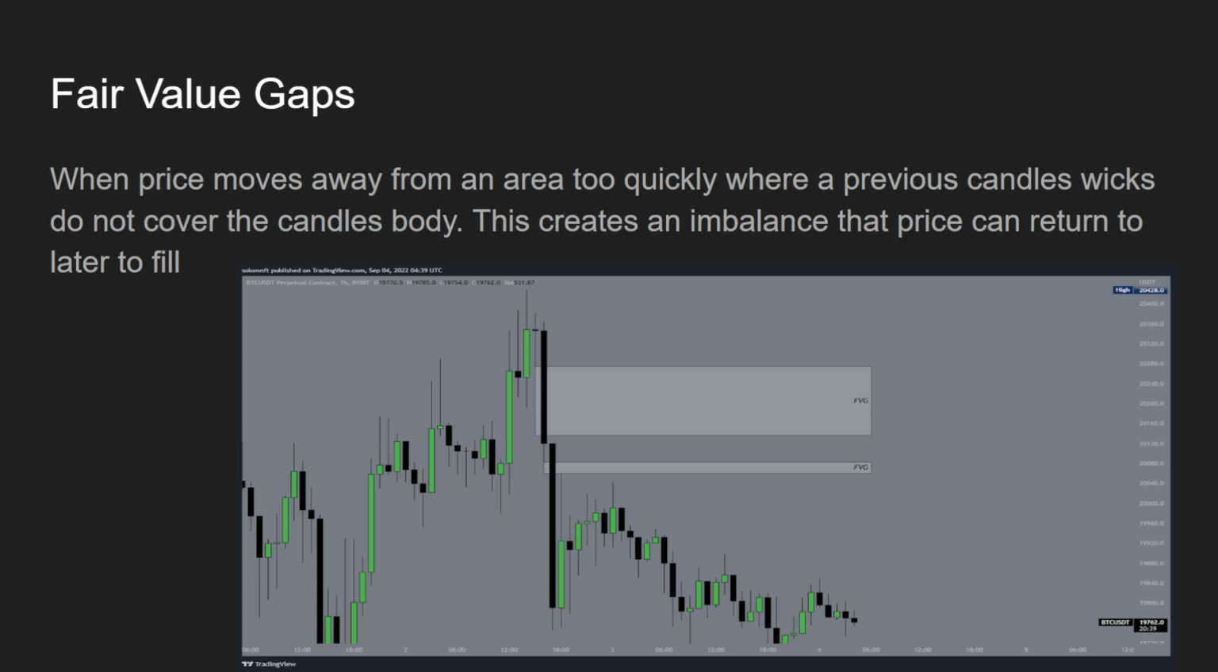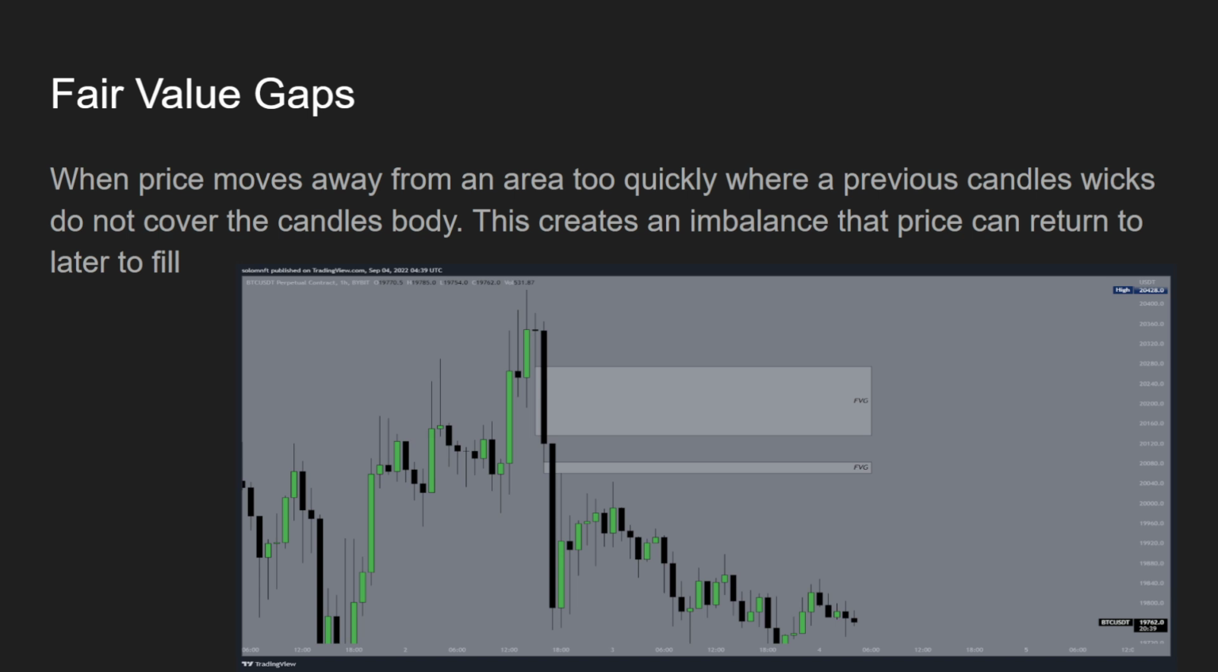Fair value gaps. When price moves away from an area too quickly where previous candle wicks do not cover the candle's body, this creates an imbalance that price can return to later to fill. These do not always have to fill, but they can act as a magnet on price and other things like that.